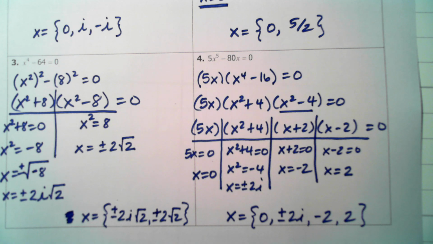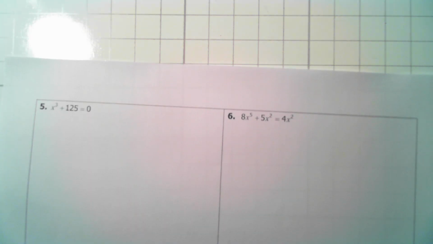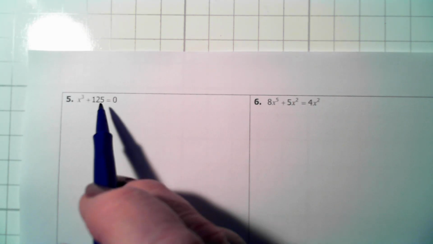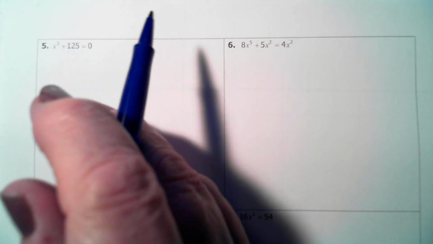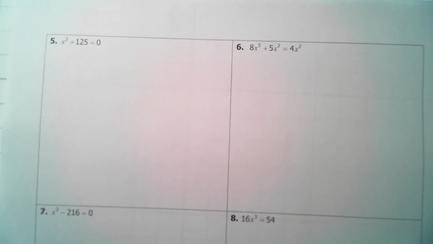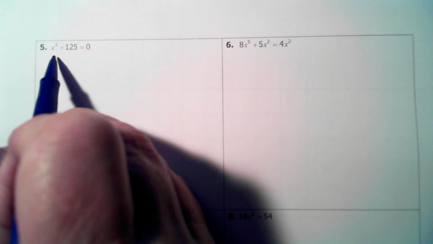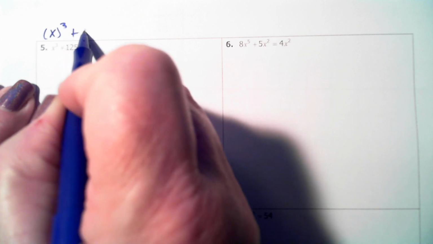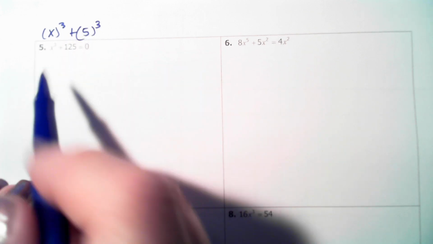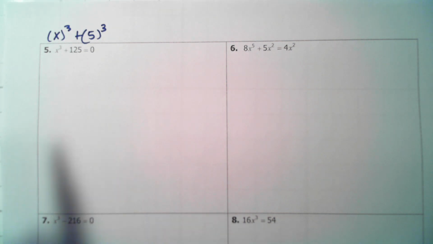Now we're going to move on to the next page. I'm going to briefly go over some of these things here. I see that I have the sum of 2 cubes. In one of our previous review lessons, we went over how to factor the sum or the difference of 2 cubes. So remember that this is the same thing as saying x cubed plus 5 cubed. That's what x cubed plus 125 is.